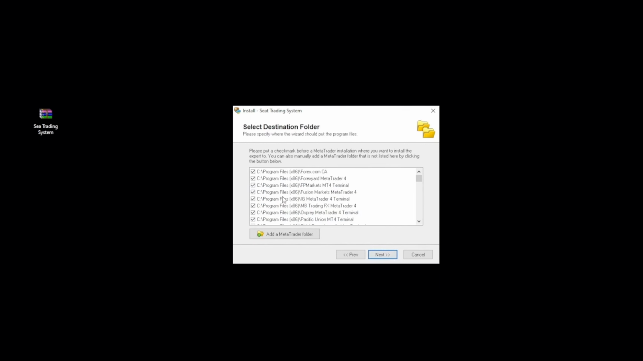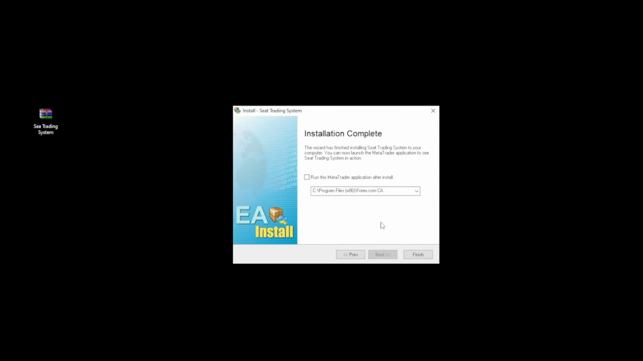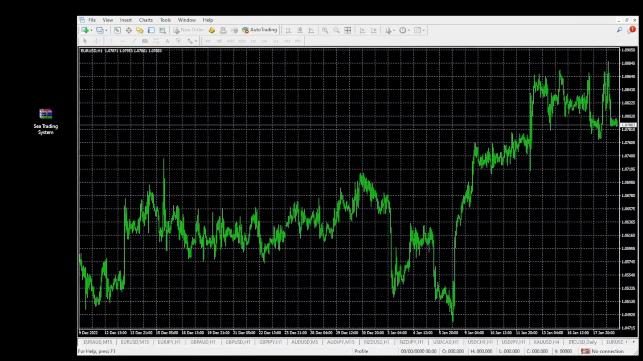And by default, it's going to look for every platform you have on your computer and it will select them. Now you can unselect any platform you don't want it installed on. I'm just going to leave mine selected because I want them on everything. And then I'll click next and next again. And now we're installing and click next and we are finished. So I will click finish and I'm going to reopen that platform that I had closed.